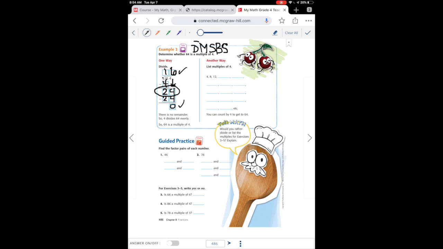So 64 divided by 4 is 16. There's no remainder, so 4 divides 64 evenly. So 64 is a multiple of 4. If there was a remainder, if it said 16 remainder 2, then it would not be a multiple because it doesn't count evenly into 64. If I was skip counting by 4, I wouldn't say 64 if there was a remainder. But since there's no remainder and it's just a whole number, then it is a multiple. So 64 is a multiple of 4.